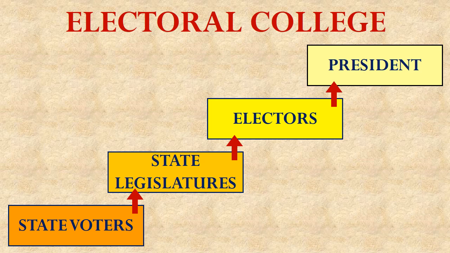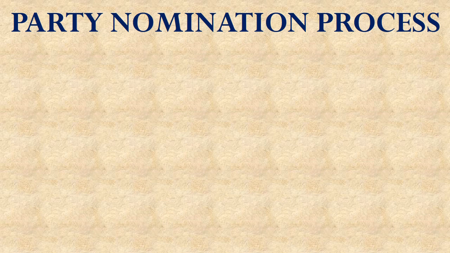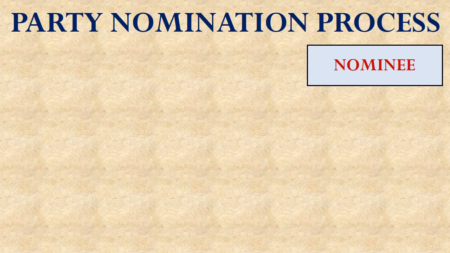The reason I'm referring you back to this is because the process that political parties use to select their nominees is actually quite similar. So let's look at the party nomination process and diagram it out the same way that we diagrammed out the Electoral College. Let's begin, instead of with the president being elected, with the nominee being selected.